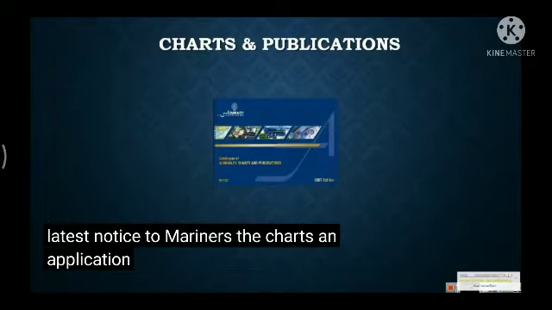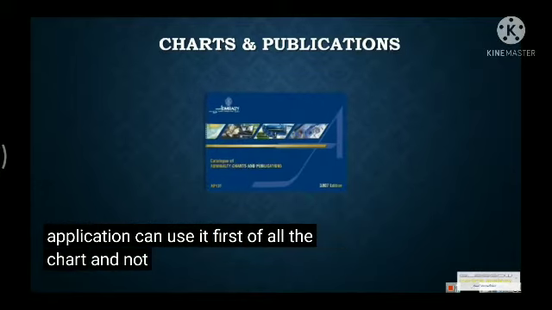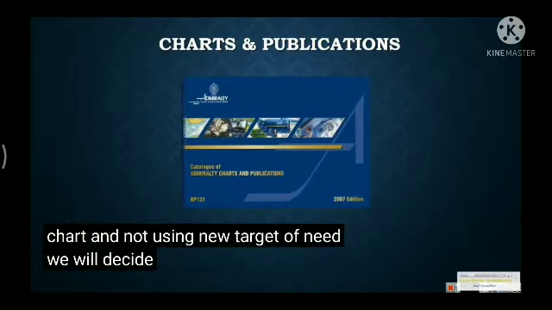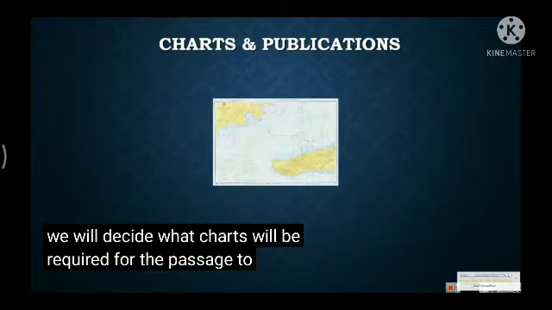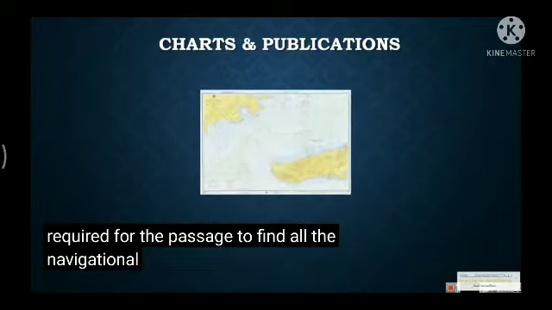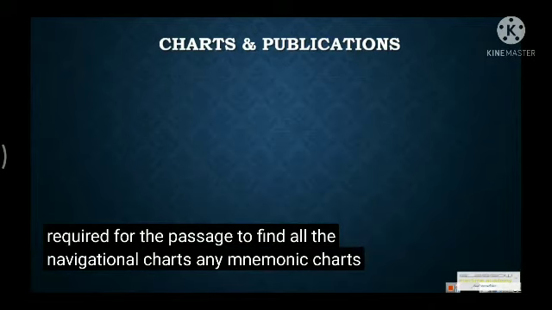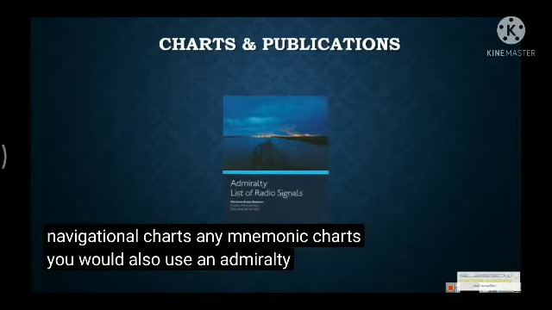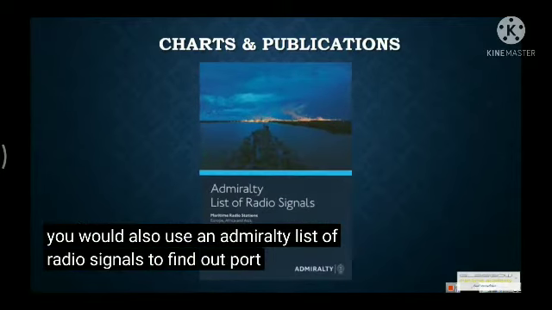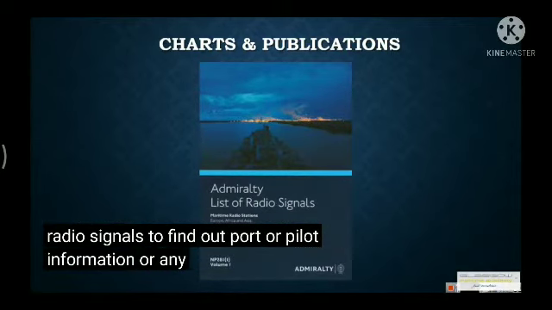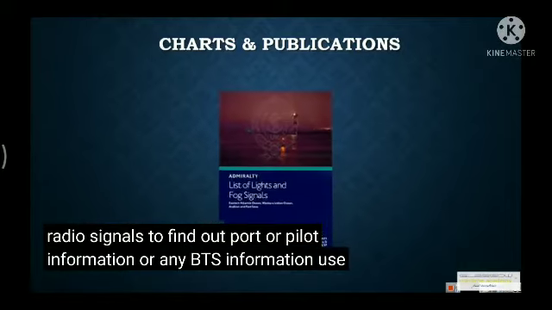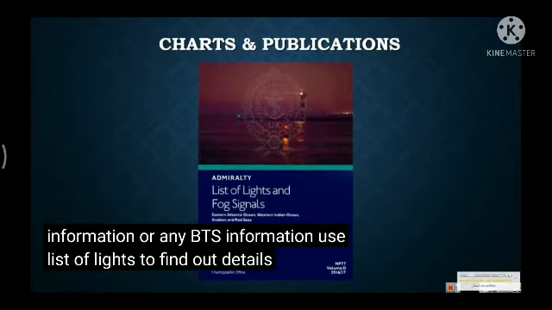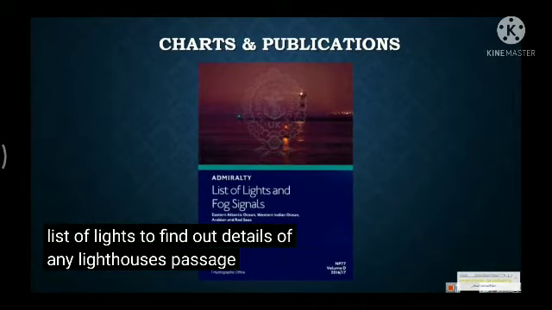The charts and publications you're going to use are, first of all, the chart catalog. Using the chart catalog, you're going to decide what charts will be required for the passage. You would find all the navigational charts, any mnemonic charts. You would also use the Admiralty List of Radio Signals to find out port or pilot information or any VTS information. You would use the List of Lights to find out details of any lighthouses which you're going to use in your passage.